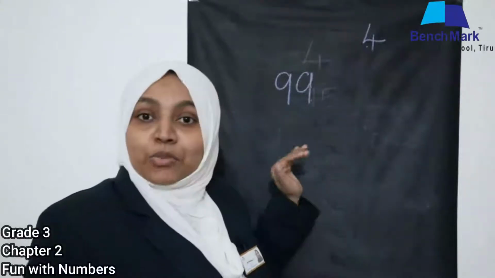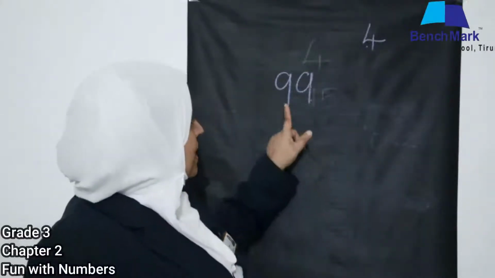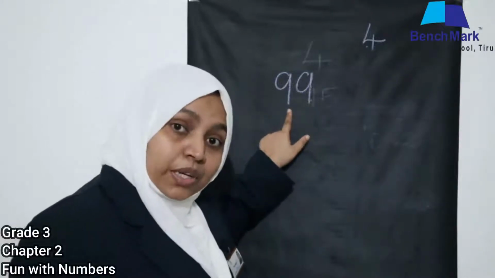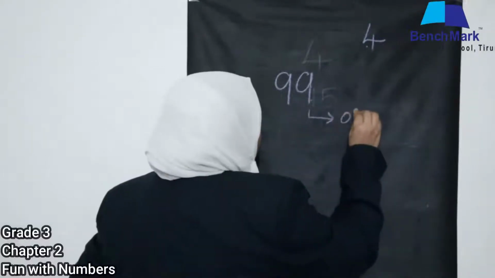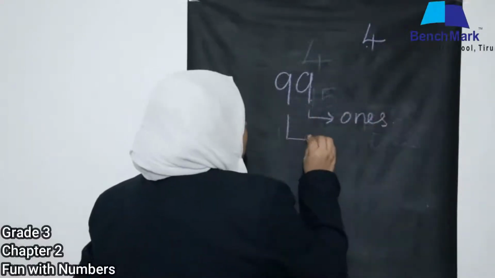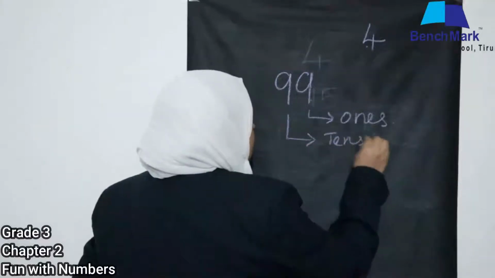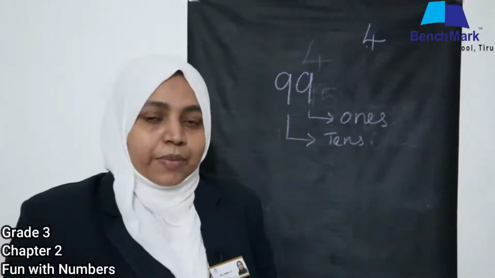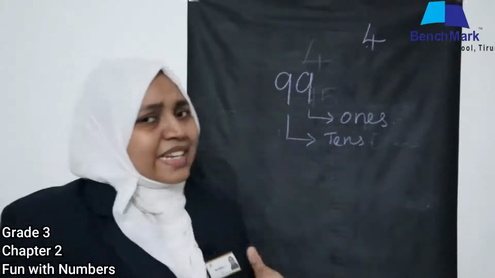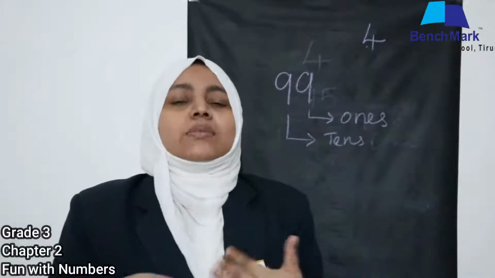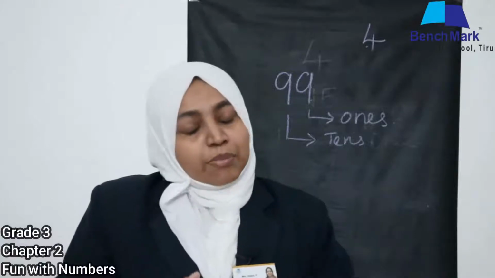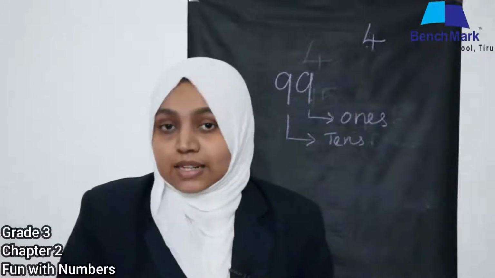99. How many groups of tens are there? Yes, 9 tens. And how many ones are there? 9 ones. So the place of this is ones and this is tens. Okay, so which is the number just after 99? There's a word for that number. The number which comes after a number is known as successor.